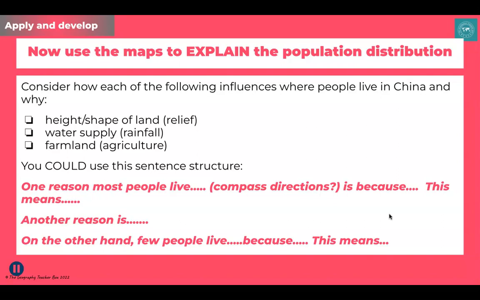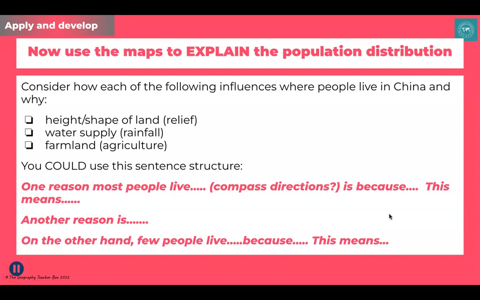So if you're making the point, for instance, that there are a lot of people living along the coast or in the east of the country, I want you to consider what the east of the country is like in terms of the height of the land. What is it like in terms of the amount of rainfall that you find there? What is it like in terms of the agriculture that takes place there? And therefore, does that explain why people are mostly found in that area, but not in others?